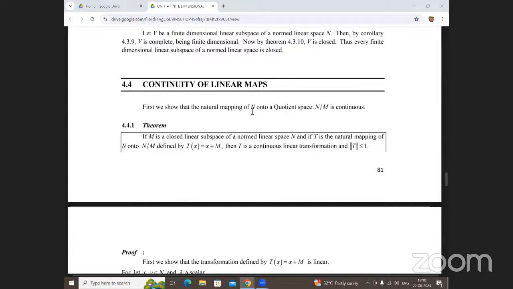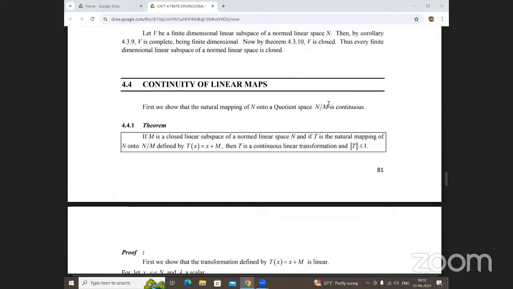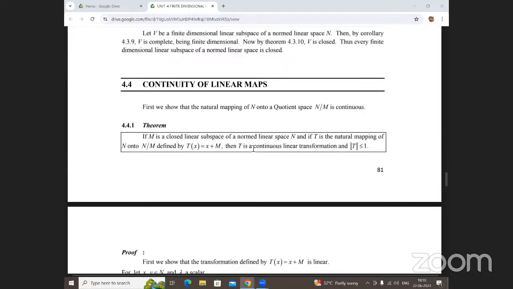Now, here any mapping capital T defined from N onto N by M, taking any one of the elements, say X, where X belongs to N, has the transformation value T of X equal to an element of the quotient space. The quotient space element is a coset, defined through the normed linear space element as X plus capital M. So T of X equals X plus M. That is T defined from N onto N by M. It is a continuous linear transformation under the condition that the norm of T is less than or equal to 1. So that is called the natural mapping.